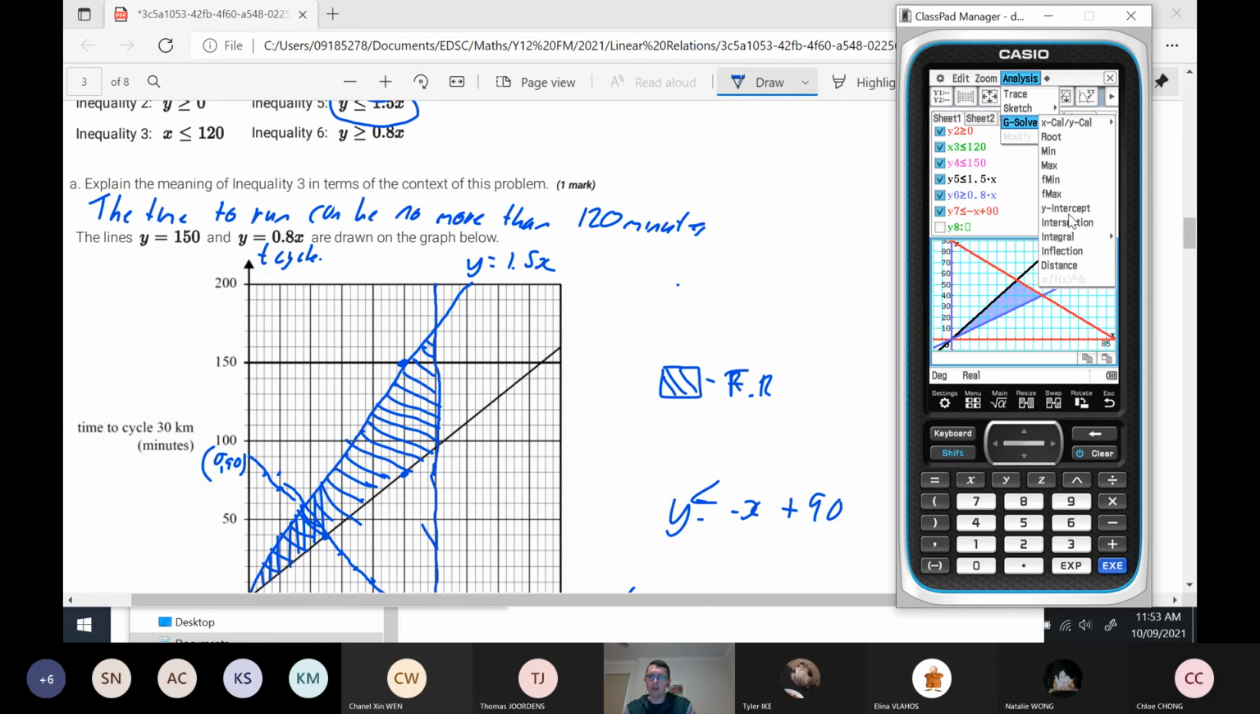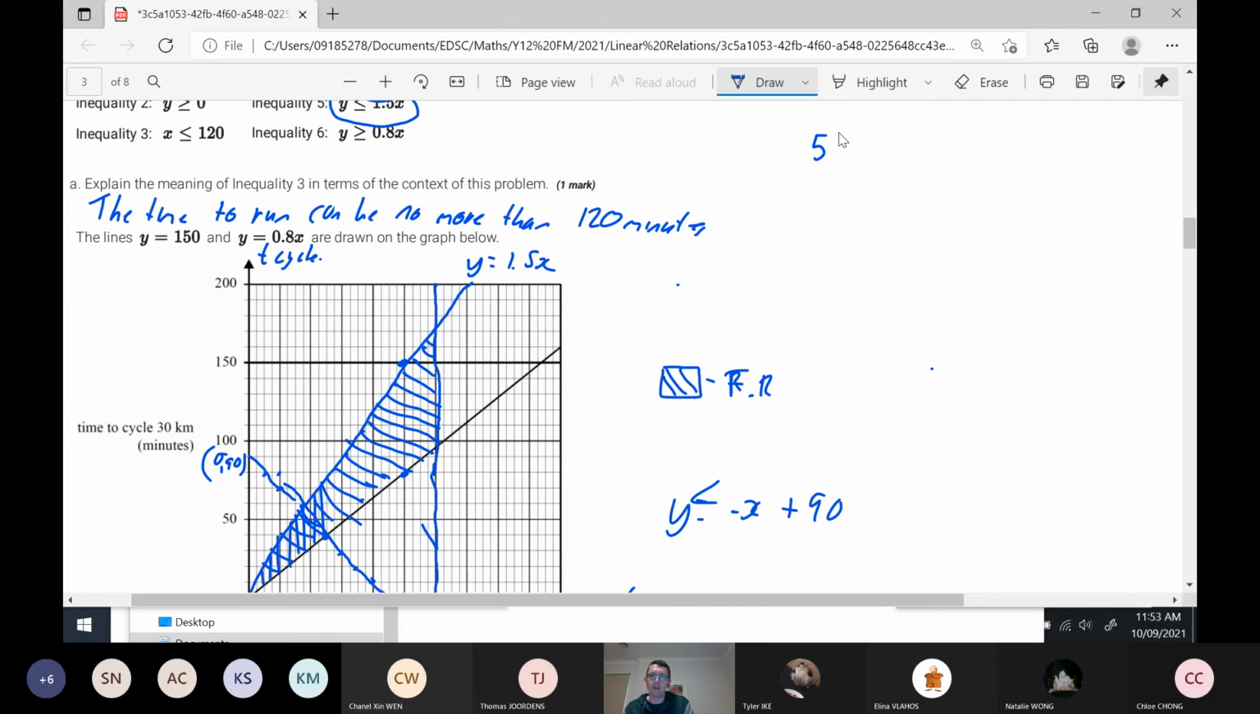G-solve. I'm going to do my intersection, and if you scroll through, you just want to get a flashing. Yep, that one. And I want to intersect with, no, not that one, because that's going to give me a point down there, but with that one, that's going to give me that point. So I've got 36, 54. 54 would be the maximum cycling time. So I'd need to cycle in 54 minutes, but I'd need to run in 36. So I know that's 54 minutes max cycle.